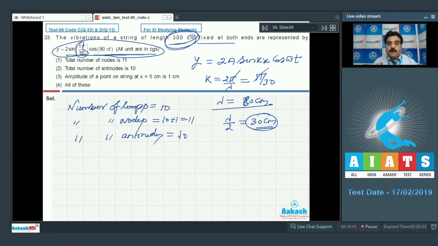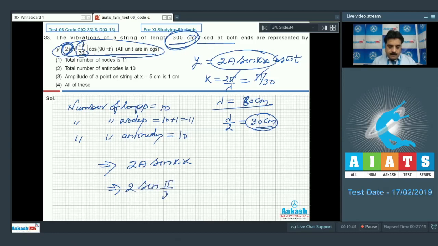The number of antinodes will be 10. If I go for the amplitude at x equal to 5, I will use this relation: 2a sine kx. Here 2a is equal to 2. Comparing with this equation, the value of k is pi upon 30 according to the problem, and x equals 5. So 5 sixes are 30, and we'll get only 1 centimeter. Now I'm going to take my options. Total number of nodes 11 true, total number of antinodes 10 true, and at x equal 5 this is true. So easily you can say option number 4 will be the right choice.